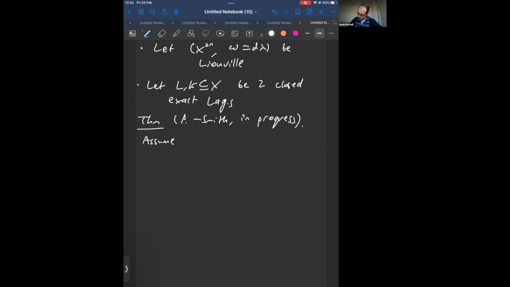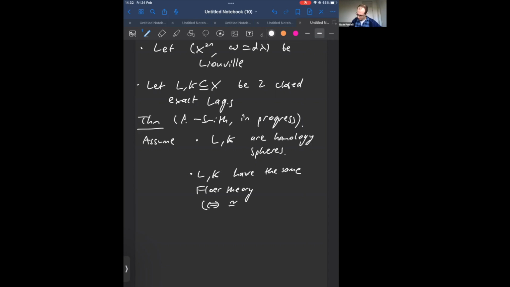in the frame bordism group. So let's assume that L and K are homology spheres. Okay, so that's already a pretty strong thing, but you can check this in some cases. And let's also assume that L and K have the same Floer theory. So this is just another way of saying they're equivalent in the Fukaya category. And here I mean Floer theory over the integers.